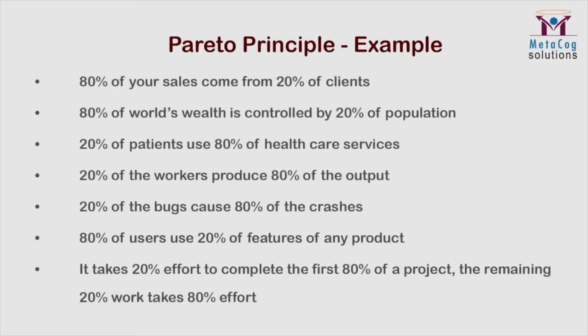There are some other examples of the Pareto principle. 80% of sales typically come from 20% of clients. 80% of the world's wealth is controlled by 20% of the population. 20% of patients use 80% of healthcare services. 20% of workers produce 80% of the output.